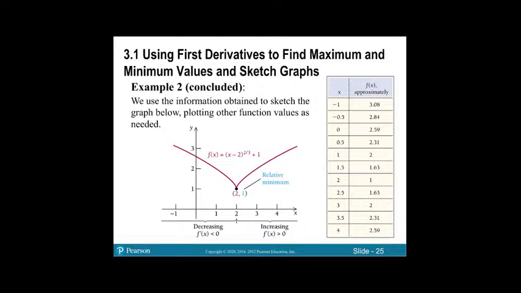So if we know this is a relative minimum, we just choose several x values on either side. You see the 2 here, then they just chose 1.5 and so on. They chose several x values, found the corresponding y's, and plotted the points. So I'm going to leave this one as an exercise.